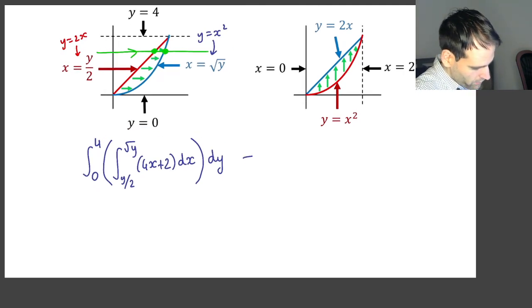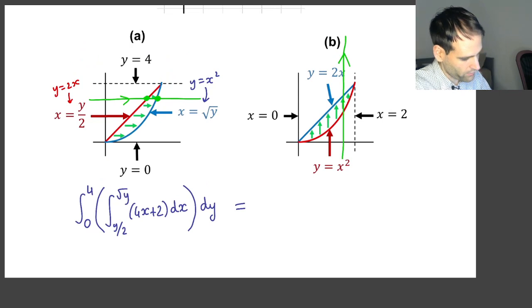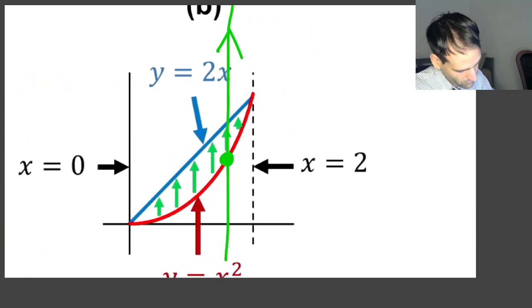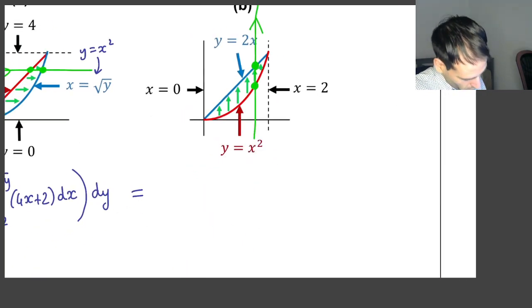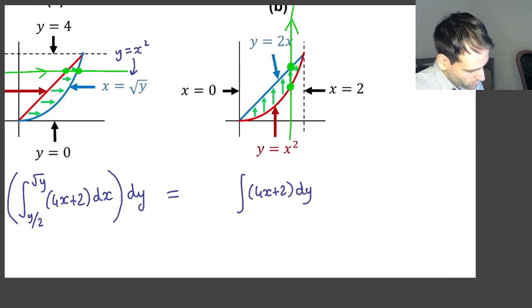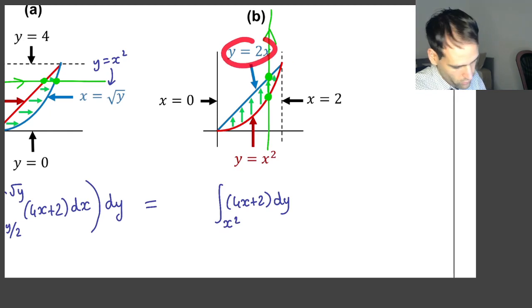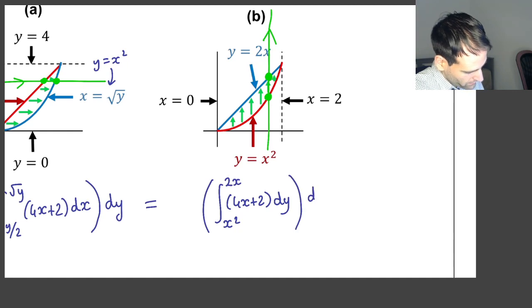Alternatively, we could also do the integration in the other direction. So we first integrate along y. If we are first integrating along y, we draw a line in the y direction and we check when this line enters the integration region and when it exits. That will be the lower and the upper limit. So let's write it down. We're integrating our function, which is 4x plus 2, with respect to y. The lower limit is going to be this line here, which is y equals x squared, and the upper limit will be this line here, which is y equals 2x. That will be the inner integral, which we then integrate along x.